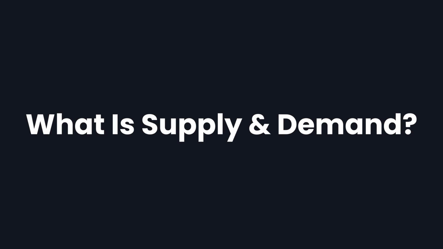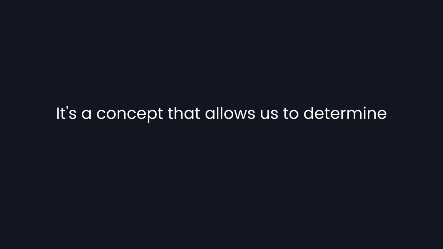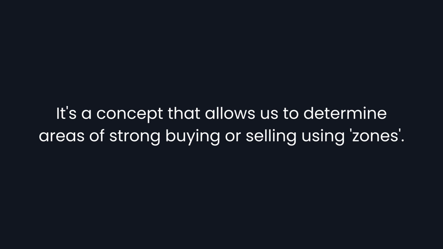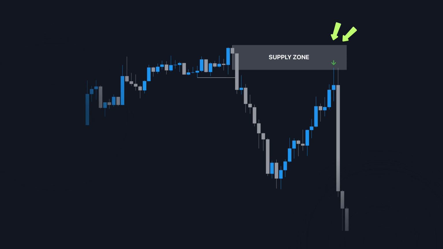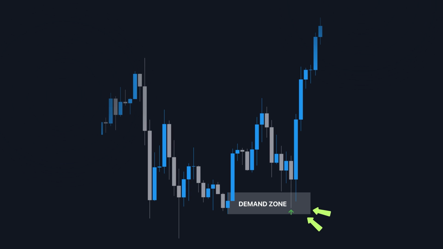What is supply and demand? It's a concept that allows us to determine areas of strong buying or selling using zones. This is a supply zone and this is a demand zone. Supply and demand zones show prices that large buyers or sellers were happy to pay for an asset.